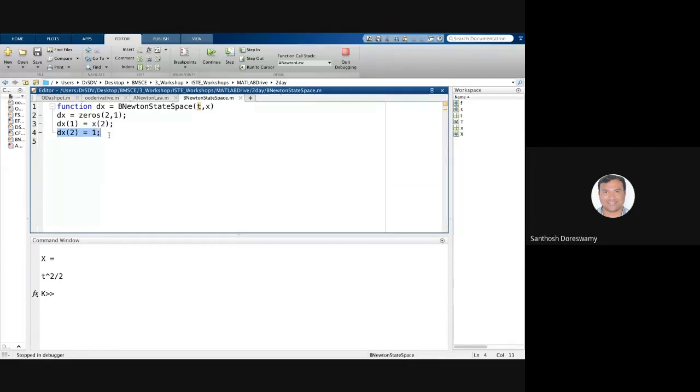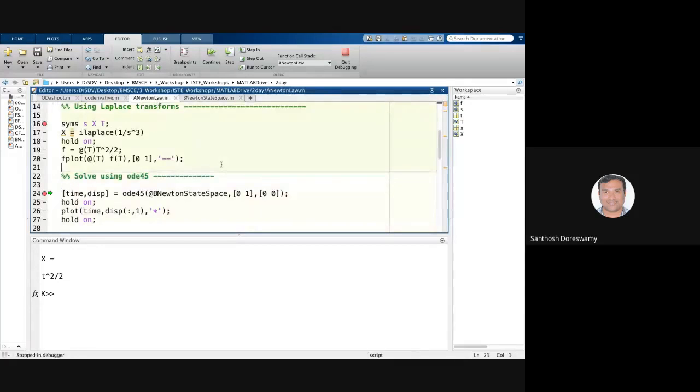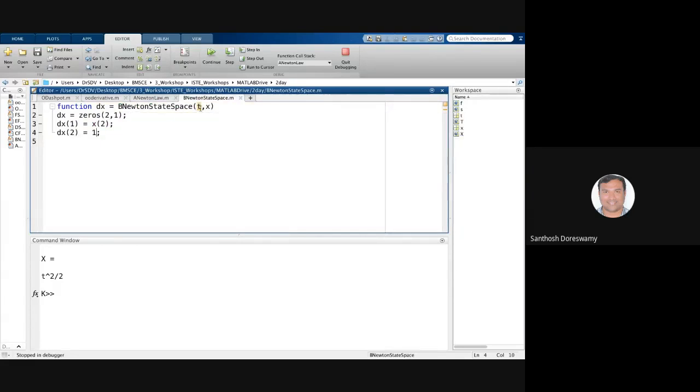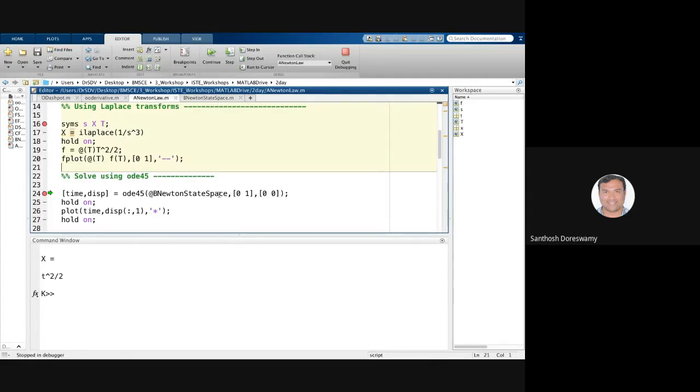And then I take the second differential equation, x2 dot is equal to f by m. Now I'll set force to be unity, and that's acting on a mass of 1 kg. So dx2 is equal to 1. So if I have this dx1 and dx2, that is the two derivatives that I have to code within the function file. So once I do that, I can call them using a standard ODE45 command. So if I say Newton state space, which has arguments of t and x, I will call that here, and I will have the time vary from 0 to 1 seconds, and my initial conditions are 0.